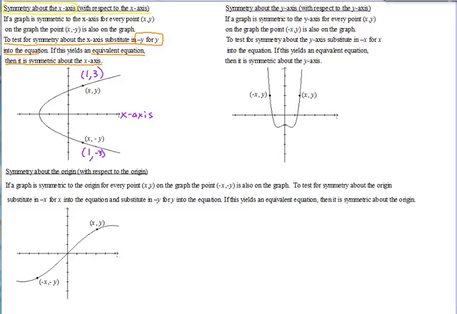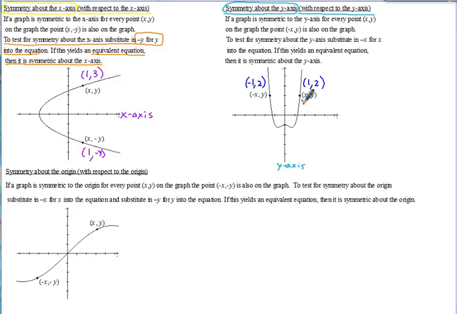Now let's look at symmetry about the y-axis, or with respect to the y-axis. Here's our y-axis here. It's like a mirror across the y-axis. This time, for every point (x, y), there's a corresponding point (-x, y). The y-coordinate is the same, but the x-coordinate is the opposite. So again, it doesn't go through this point, but let's say it went through the point (1, 2) here. Then if it's symmetrical about the y-axis, it would also have to go through the point (-1, 2).